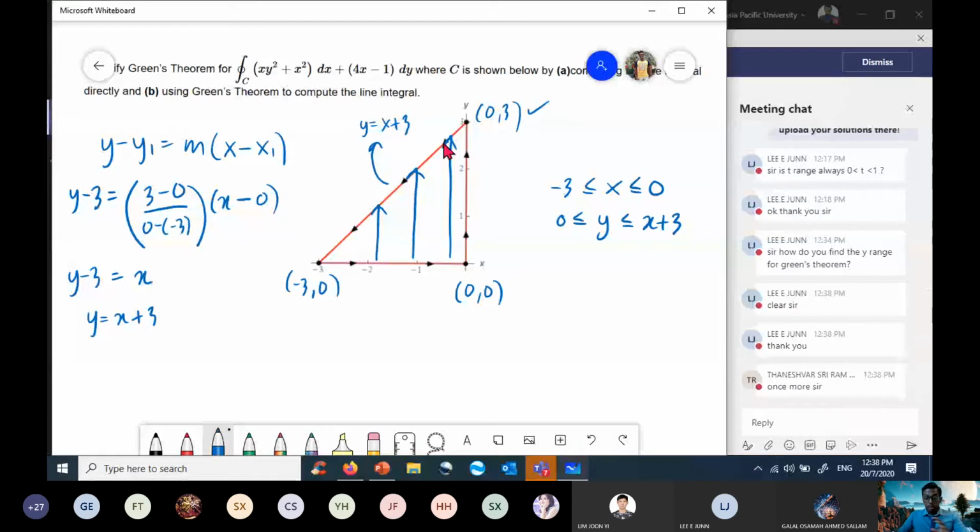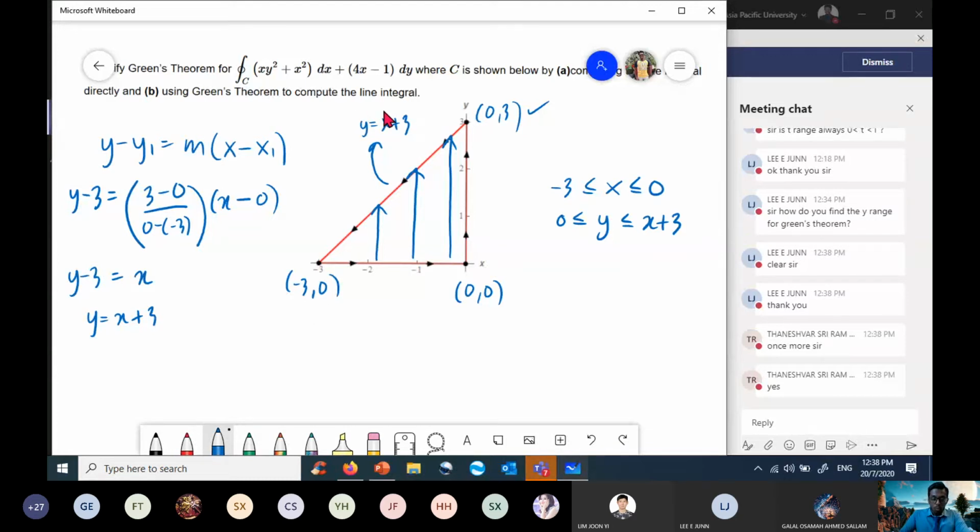You do understand the coordinates, right? I just took it from the diagram. I just read the coordinates: 0, 0, 0, 3, negative 3, 0. That part, are you clear? Or the coordinate itself is... Okay, that part you are clear.